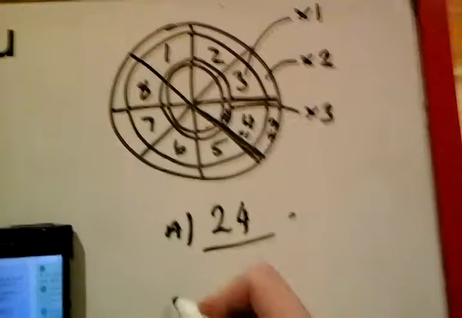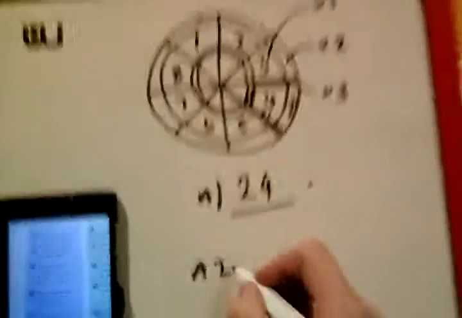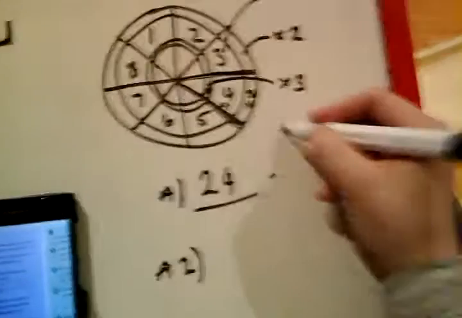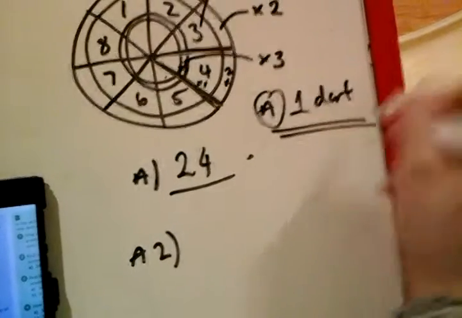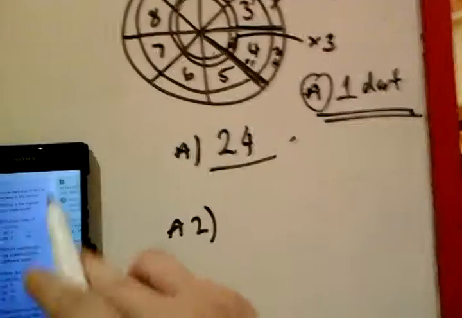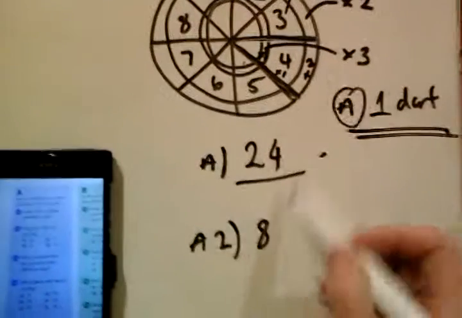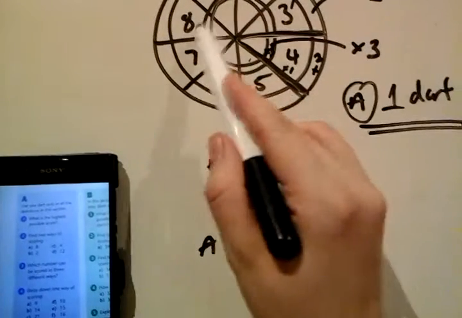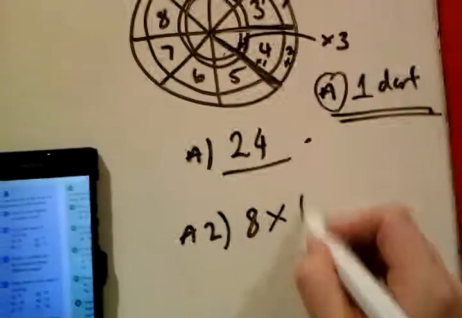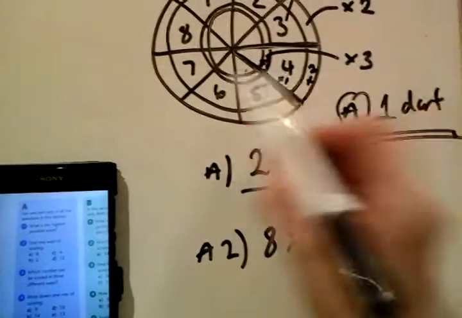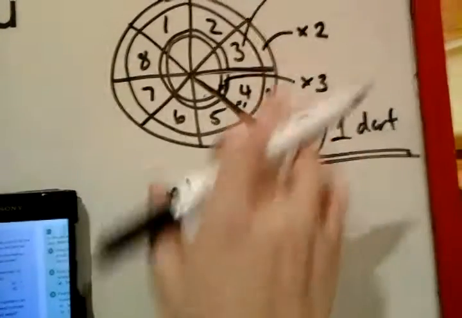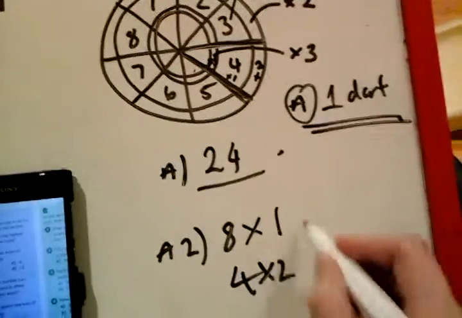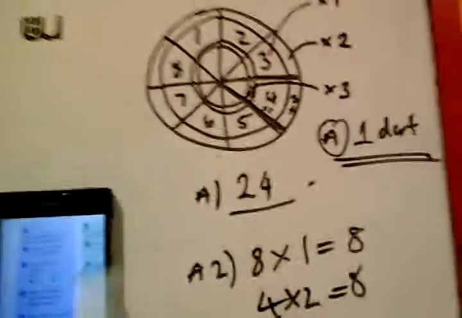So A2 is find 2 ways of scoring an 8, and we're only using 1 dot. For section A, you're only using 1 dot as stated. Be very careful. So we can do 8 times 1, write that down. You have to use the numbers here, you can't make it up, so be careful. So 8 times 1 is 8, and you can do 4 times 2. There you go, 2 ways of making an 8. You can do the rest for the A2.